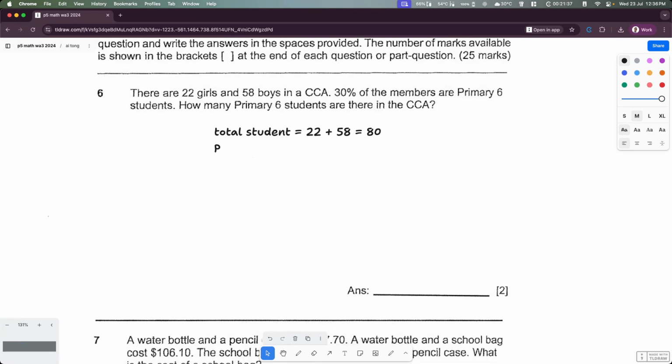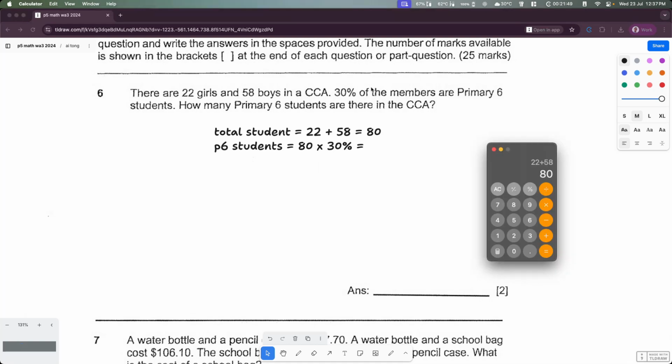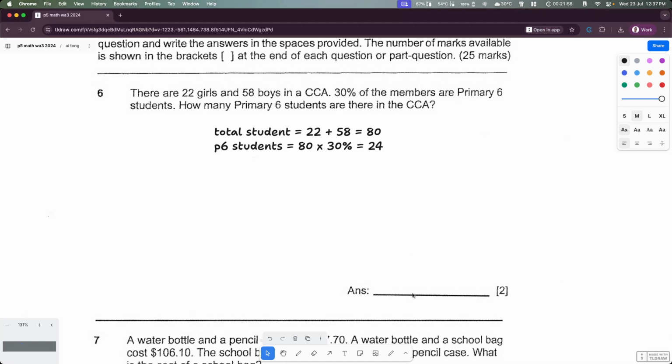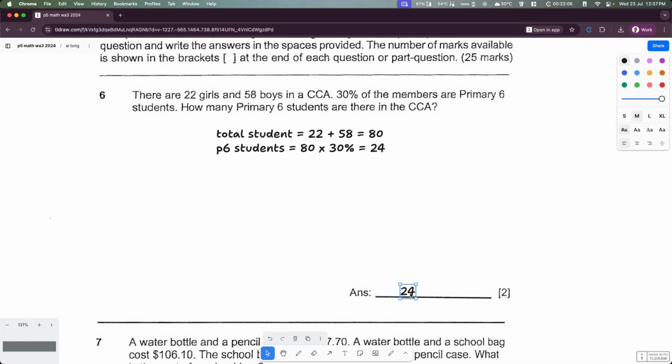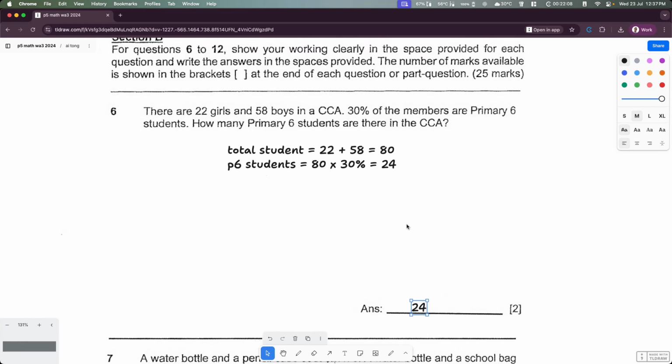Now it says here 30% of the members are primary 6 students. So I will say P6 students is equal to 80, and then we multiply it by 30%. So we can use our calculator, and then we just multiply by 30%. So these are the primary 6 students, and the answer to this is 24. Okay, so primary 6 students is 24 in this case over here. Right, there you go.